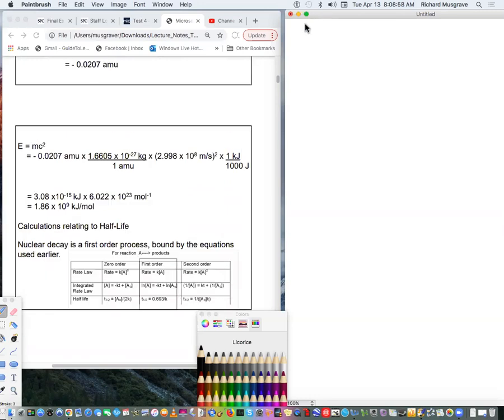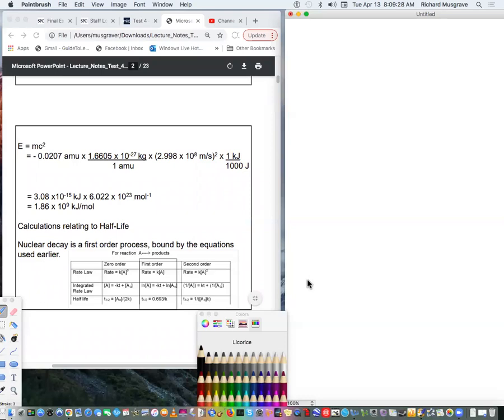All right, how do you feel about the E equals mc squared and the equation we've got so far? How do you feel about it so far? 5, 4, 3, 2. Okay. So we're pretty good with that.